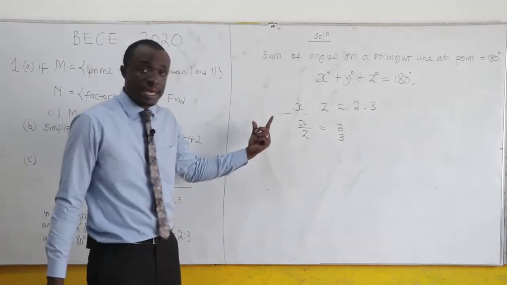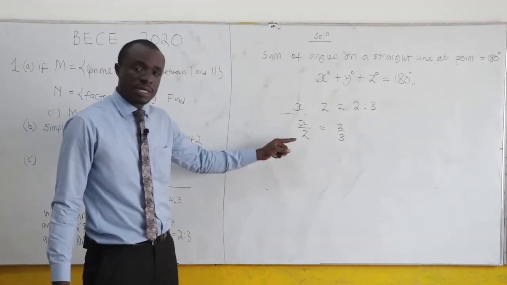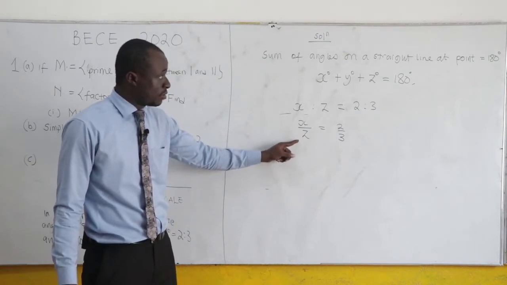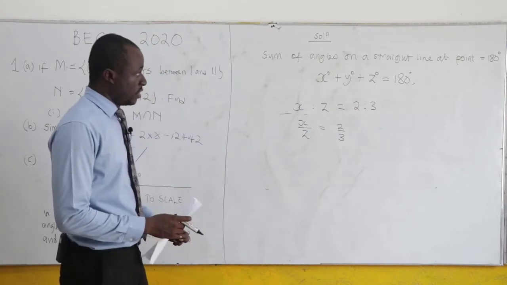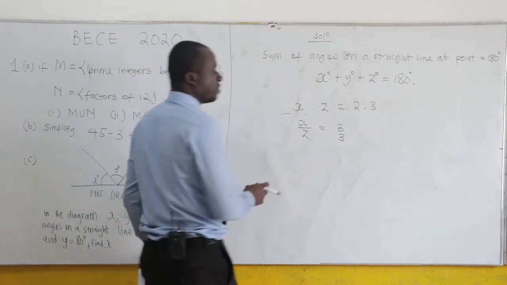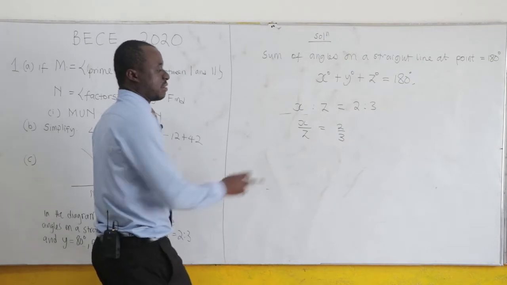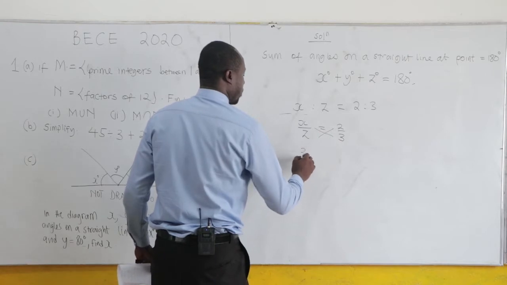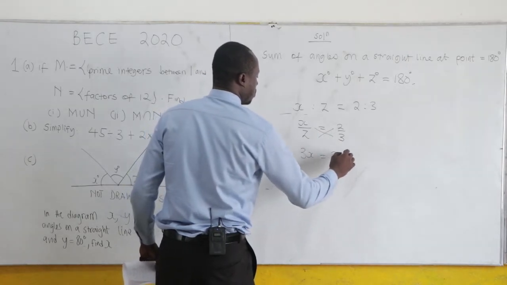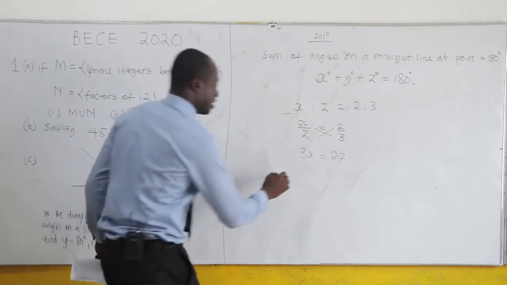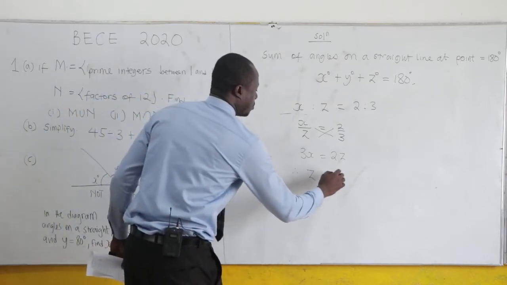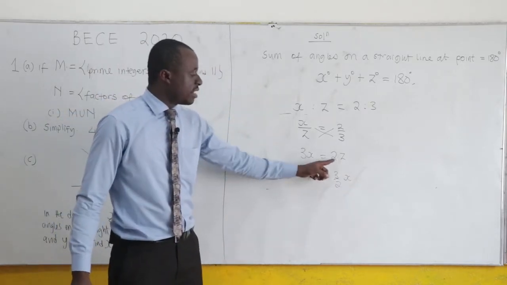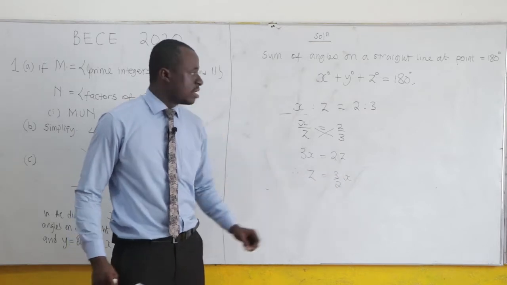Now we want to find x, so it is important we express this in terms of x. We make z the subject so that we can substitute into the general equation. If you want to make z the subject, what do we do? We cross multiply. So you have 3x equal to 2z. We want to make z the subject. Therefore, z is equal to 3 over 2 x. How did I do that? I divided by 2. So I had 3 over 2 x.